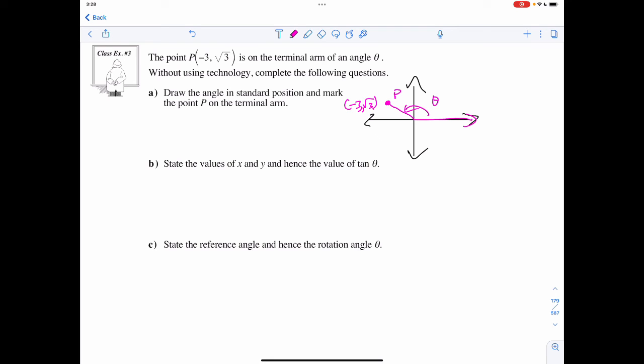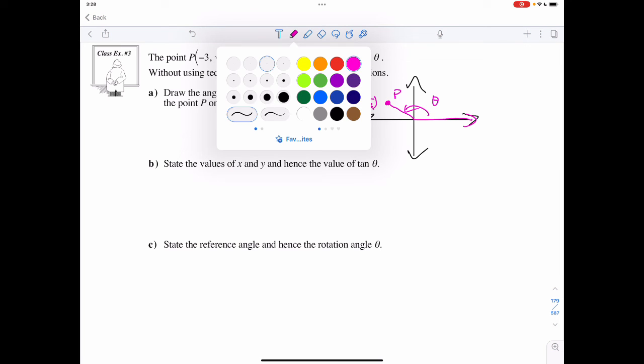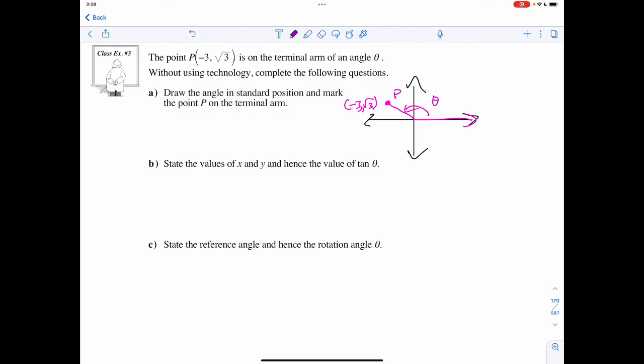State the values of x, y, and based on that, the value of tan theta. Well, in this case, x is equal to -3, y is equal to the square root of 3, which means that tan of theta, which is y over x, is equal to -√3 over 3.